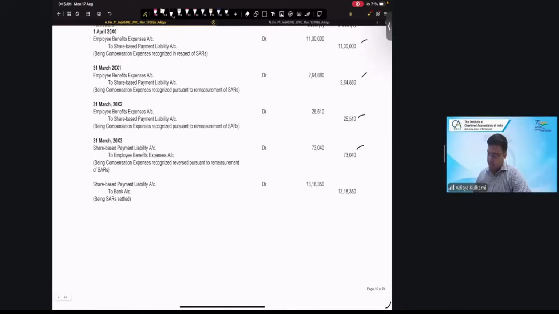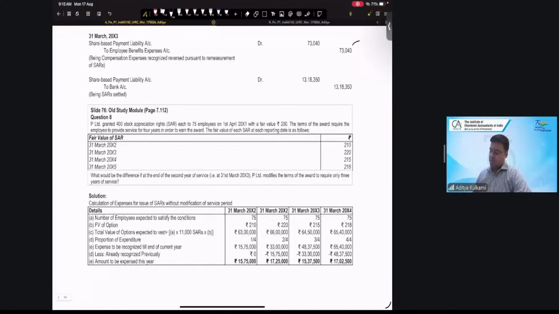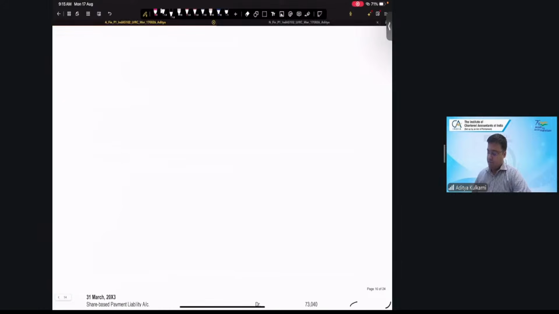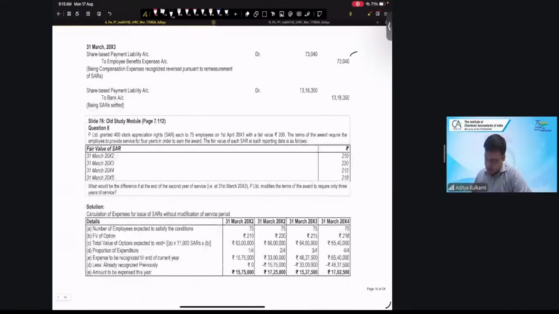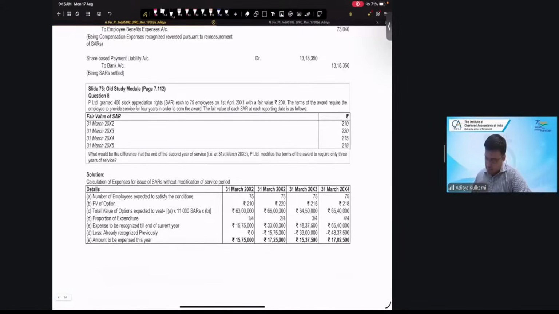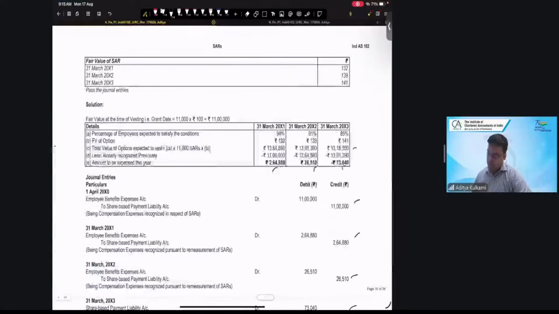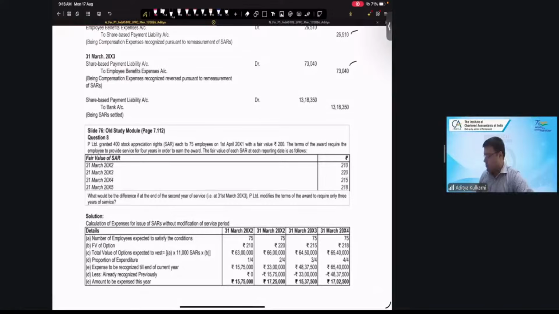And then the share based payment liability. So that takes care of it. All right, fine. Next.